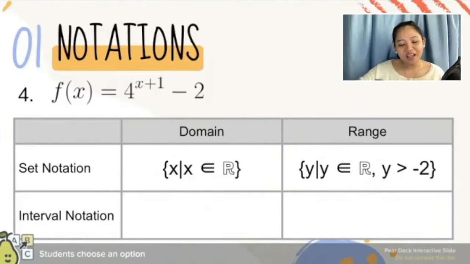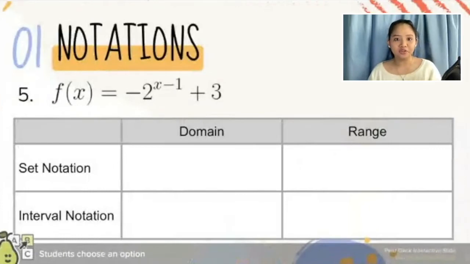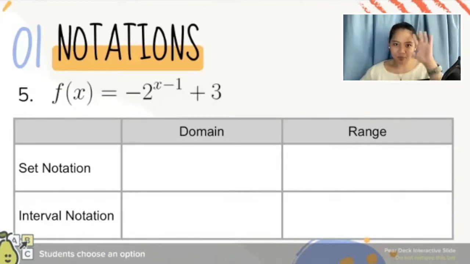Time's up. Correct answer is to write it down as negative infinity to positive infinity for the domain. And then for the range, negative 2 to positive infinity. Let's have our last example for the notation. For our set notation, which among the options in our poll deck would give us the correct answer to describe the set notation for the domain and range? 5, 4, 3, 2, 1.